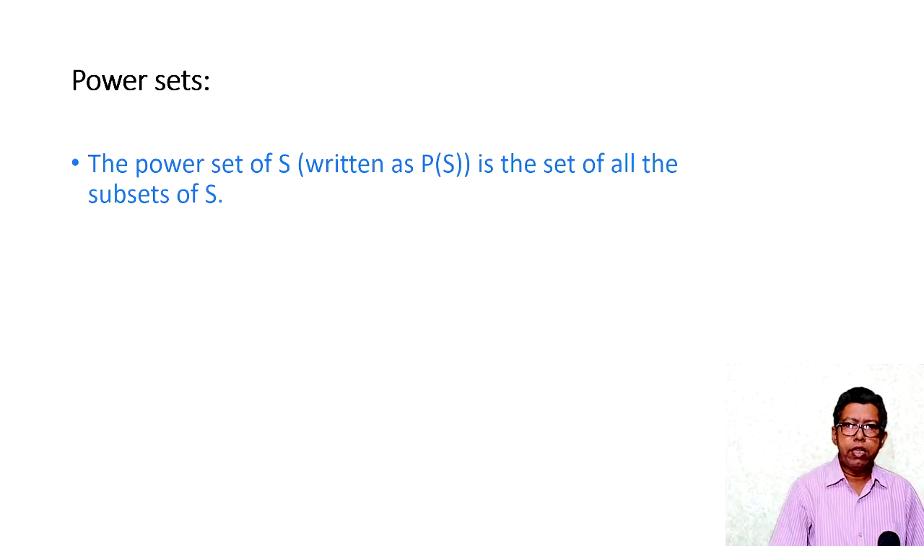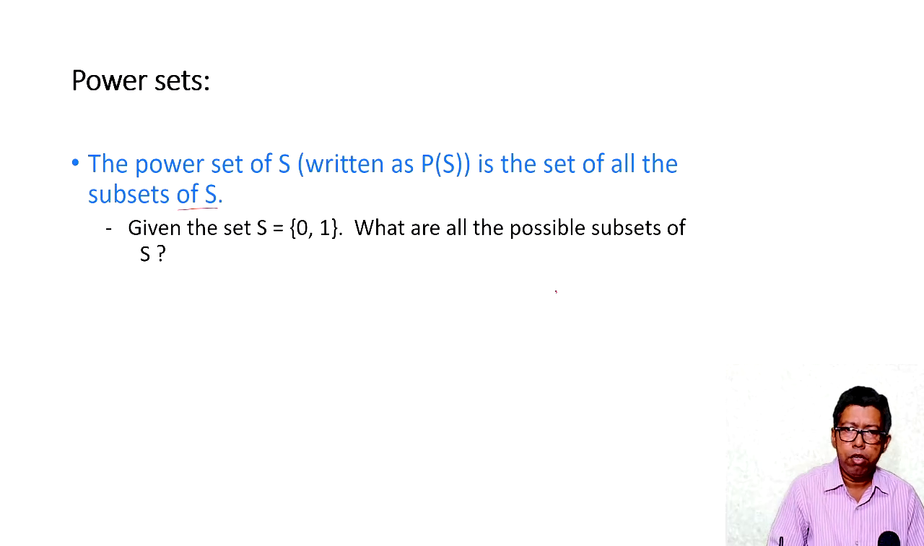Next is the power set. This is very important. The power set of S is written as P(S). S is the set, and P is the notation for the power set. P(S) is the set of all the subsets of S. As an example, take S equal to {0, 1}. S is a set containing two elements, 0 and 1. What is the cardinal number of this set S? This is equal to 2.